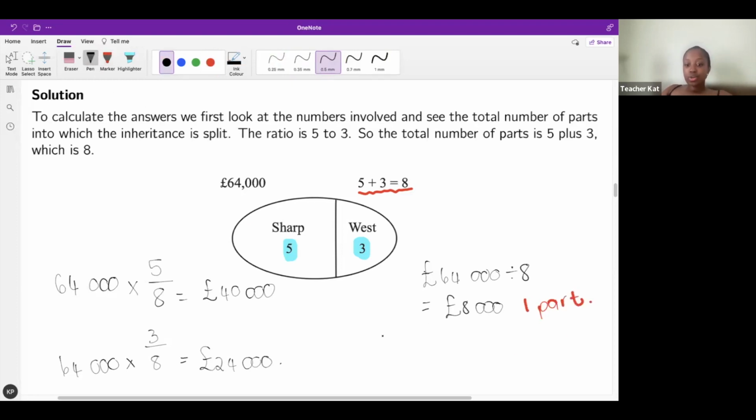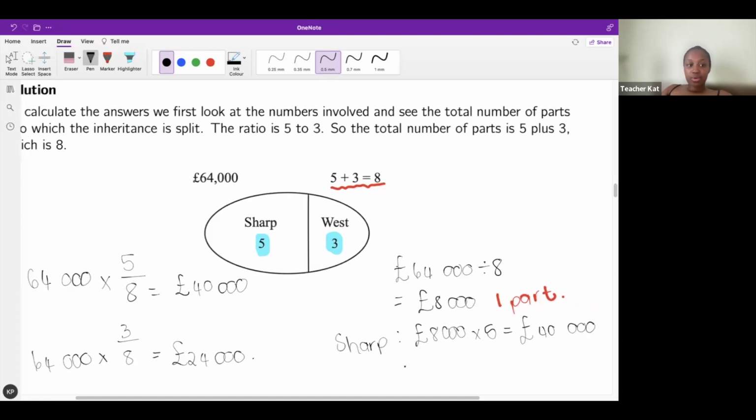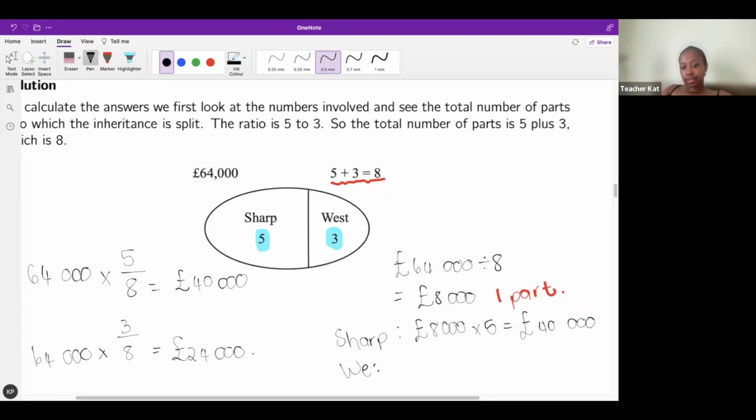Okay, now we know that Sharp is going to get 5 of these parts. So he's going to get 8,000 times 5, which leads us back to the 40,000. And we know that West is going to get 3 of these, which leads us back to 24,000. Now, you guys can do this either way you prefer, okay?